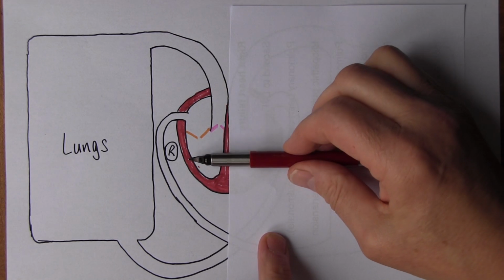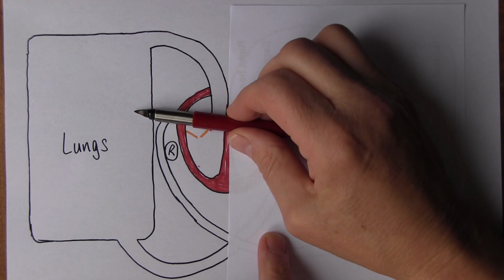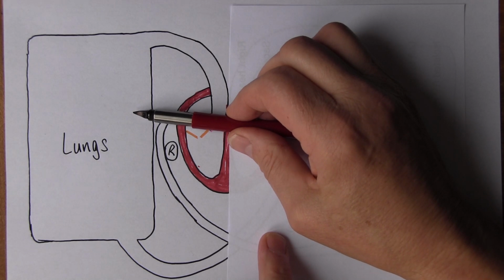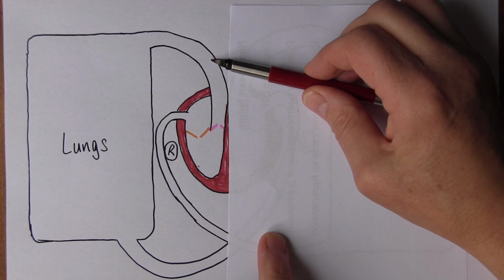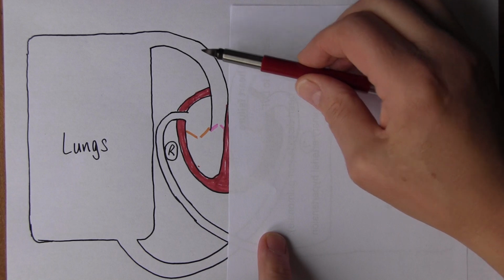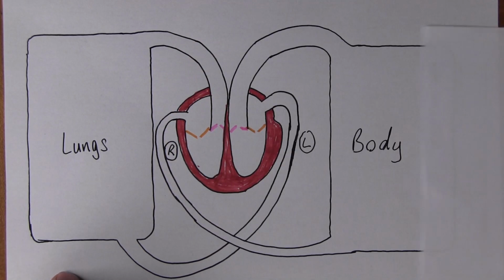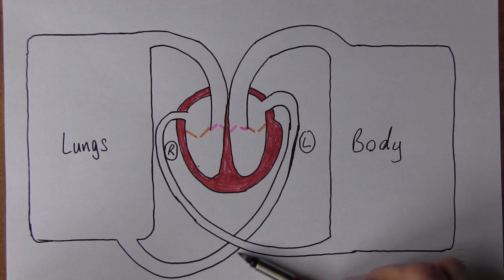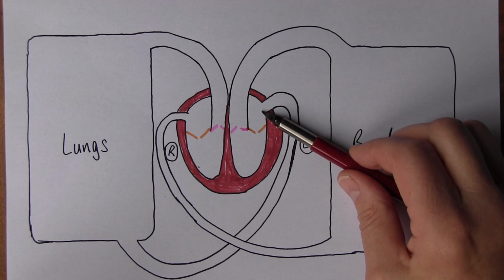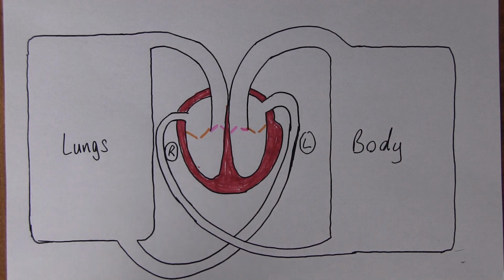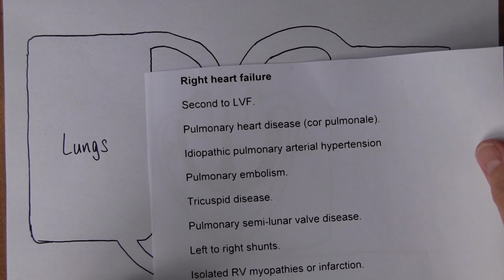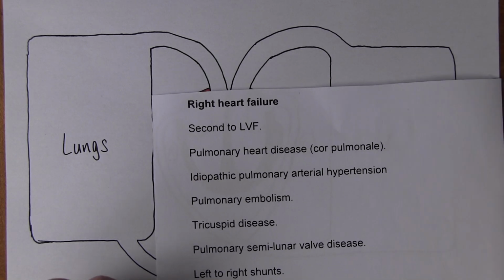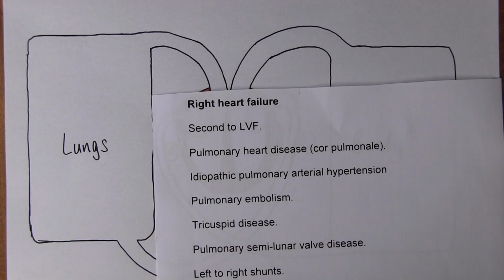And of course, the right side of the heart is the lung pump. It's pumping blood to the lungs via the pulmonary artery. Once the blood's been through the lungs, it's draining back in the pulmonary veins, represented here, to the left atrium. So we're thinking about right heart failure. And particularly we're thinking about right ventricular failure.